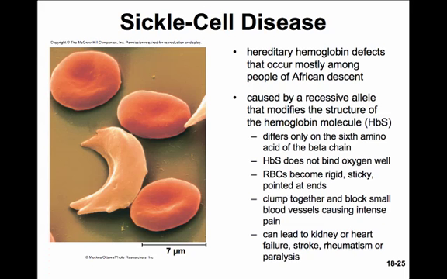Red blood cells are going to become rigid and sticky and pointed at the ends, and that causes them to clump together and block small blood vessels, which causes intense pain as well as a multitude of other effects. It can lead to kidney failure, heart failure, stroke, rheumatism, or paralysis.